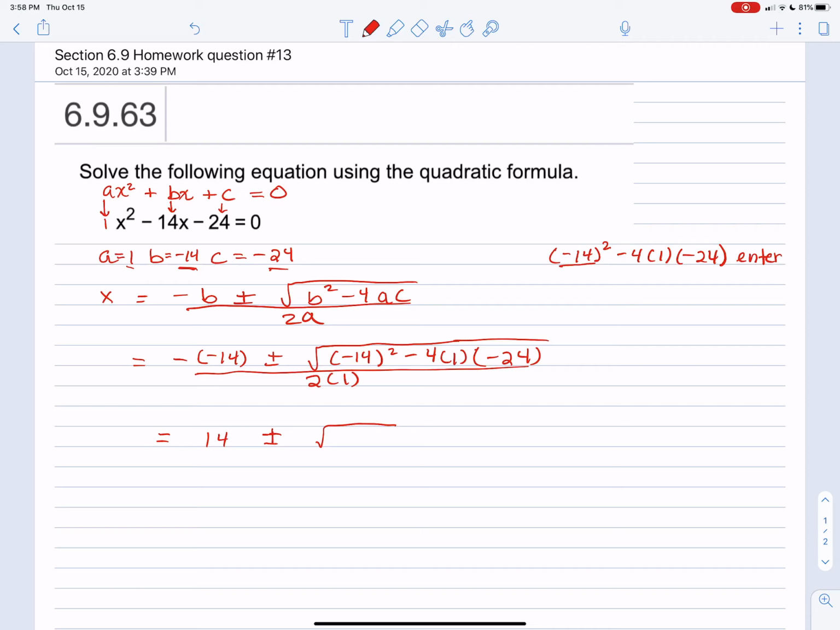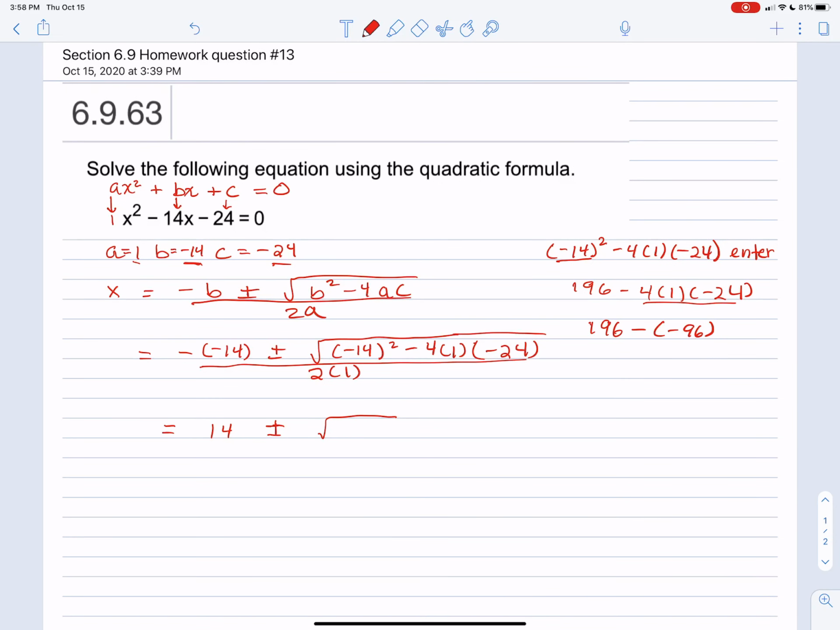Do the exponents first, so negative 14 squared, that's 196. So minus 4 times 1 times negative 24. All right, so then we multiply. So 196 minus, so that's 4 times 1 times a negative 24. It's a minus 96. So it's 196 minus a negative 96, which gives you 196 plus 96, or 292, all over 2.